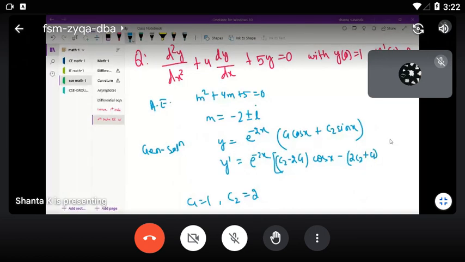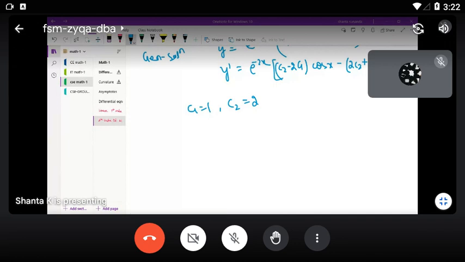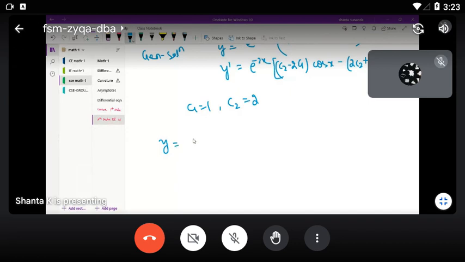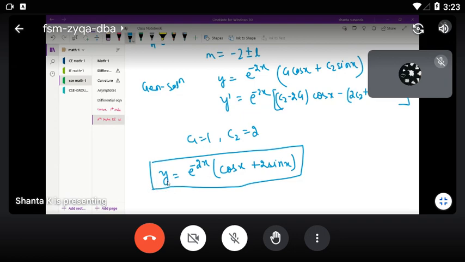So after simplification, you should get this one. Now you can substitute and find out the values. Okay, C1 is coming as 1 and C2 is 2. So here you have the required solution. So this is one solution: cos x plus 2 sin x. For this value of constant, with the initial conditions, this is one required solution.